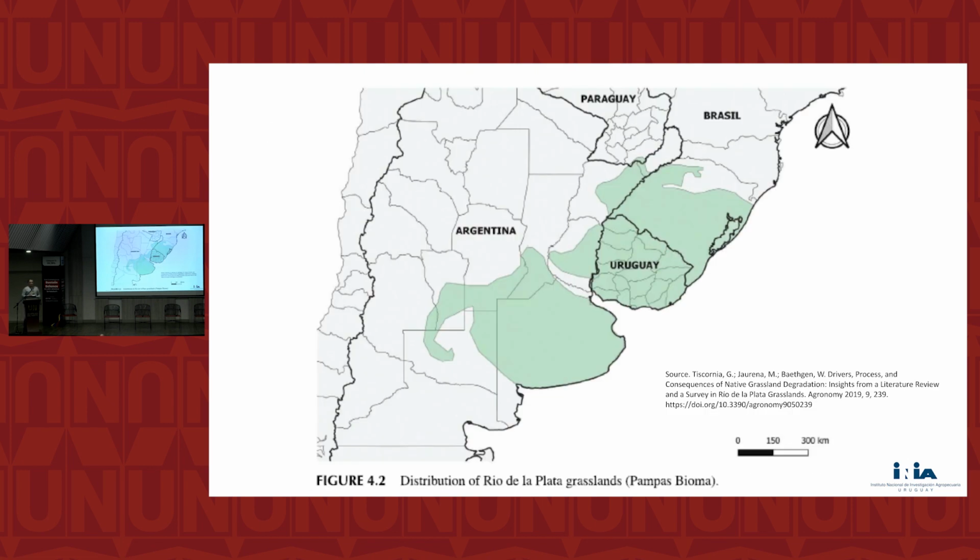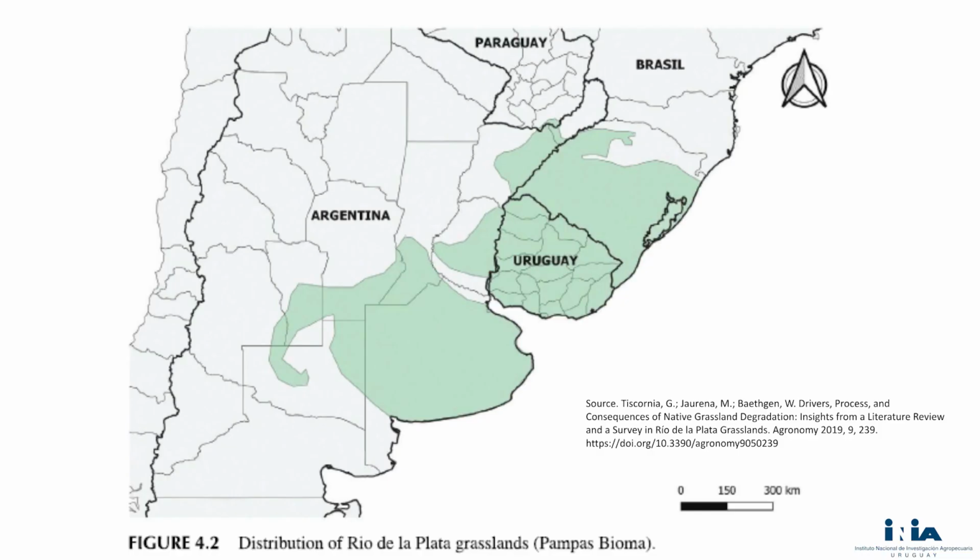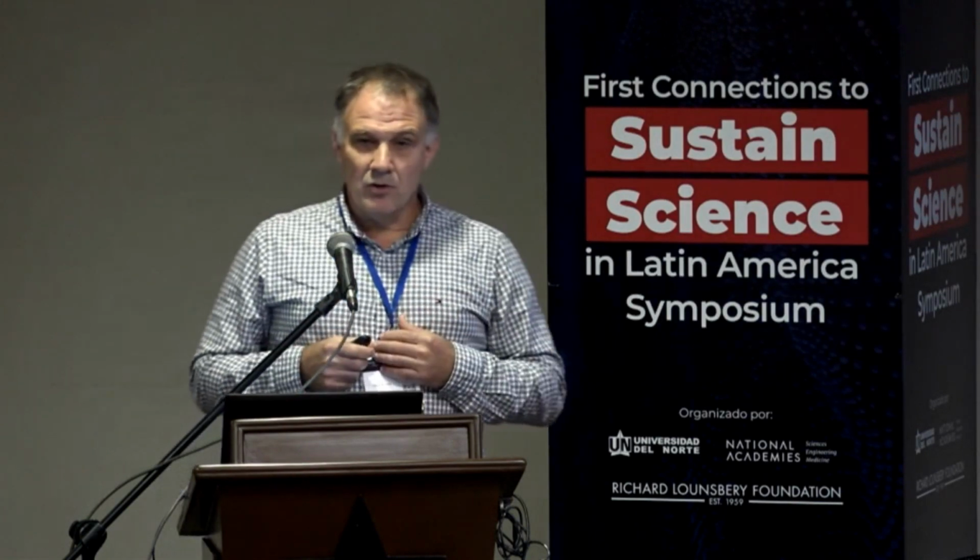This is our region, the Rio de la Plata grasslands. It's an important grassland region in the world. The whole of Uruguay is included, a big part of Argentina and the south of Brazil. And in the context of this biome, the productive system is livestock production, mainly ruminants, based on ancestral native grasslands. They have been there for millions of years. The systems are mixed, free grazing, combining cattle and sheep. This is the norm.